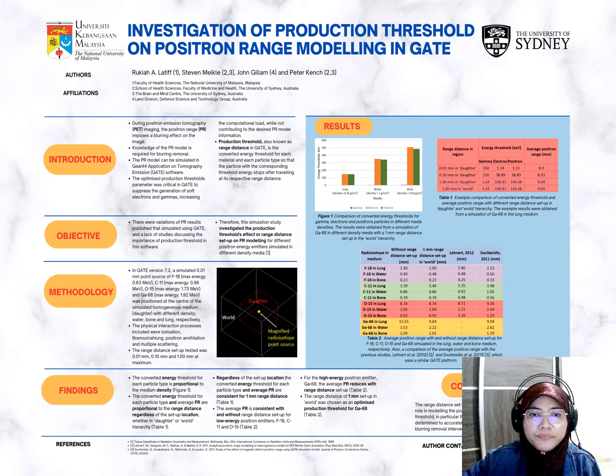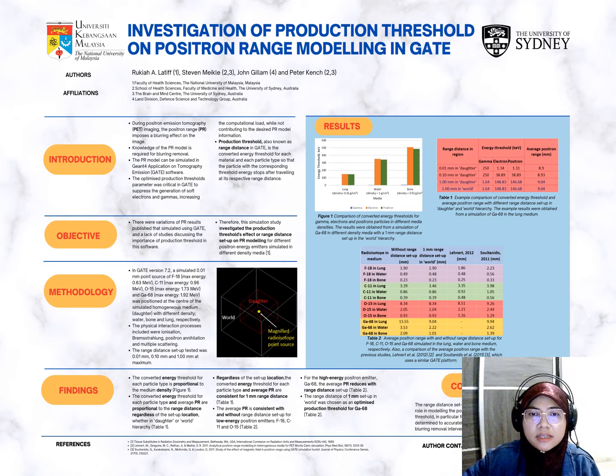blurring in the image. And here, generally, what we did is we simulated a gallium-68 point source, which is the yellow dot, in a dotted box with different medium densities: bone with the highest density, water to simulate soft tissue, and lung, which has the lowest density. And the production thresholds tested were 0.01, 0.1, and 1 millimeter, which is the max.